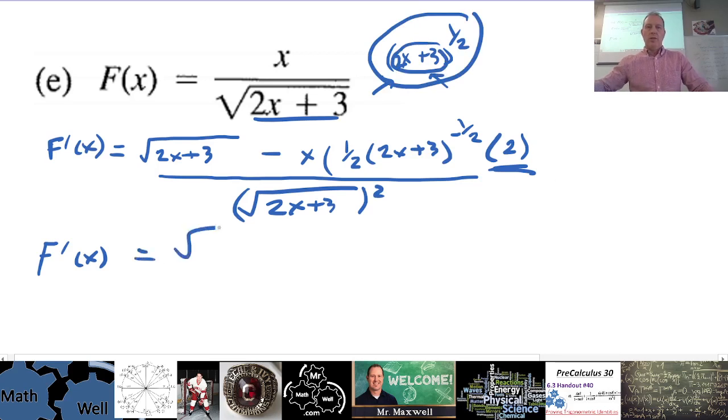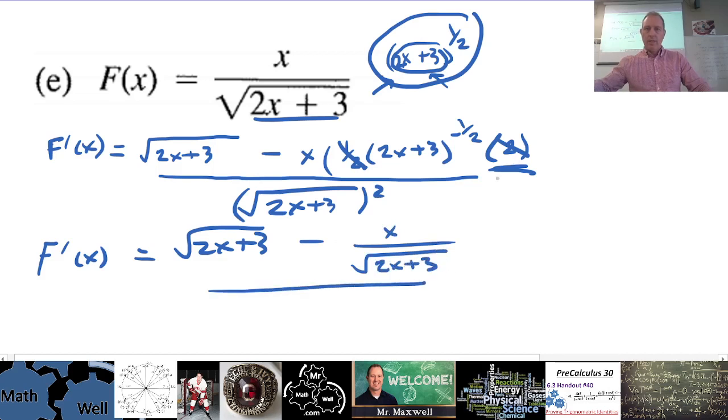Okay, so this is square root 2x plus 3. And this over here, the 1/2 and the 2 actually cancel out. And I've got a minus, I've got x over root 2x plus 3. Why would that cancel out? Because you've got 1/2 times 2. So it'll be 2 over 2, it'll be just 1.